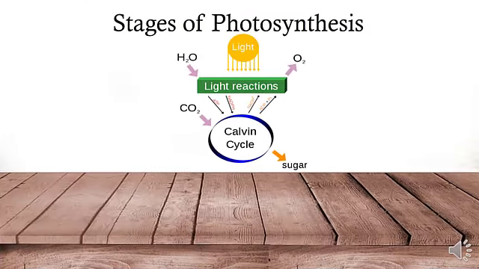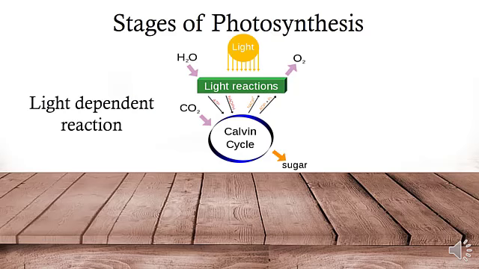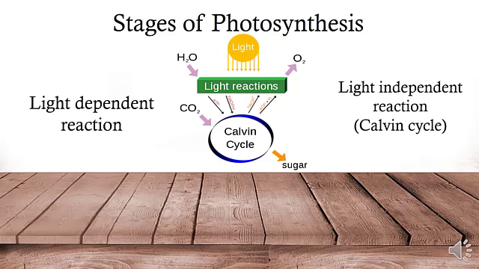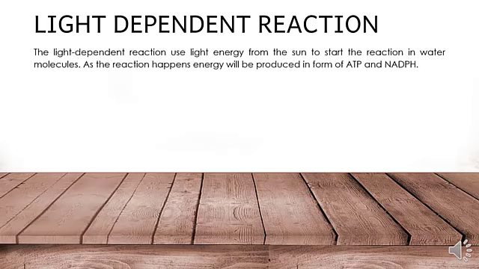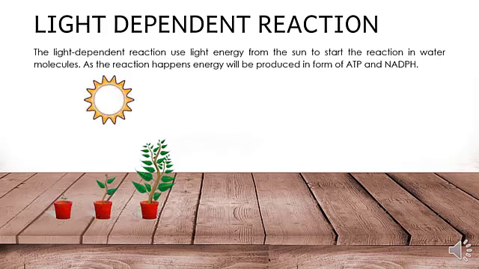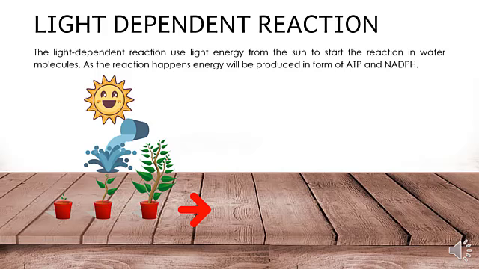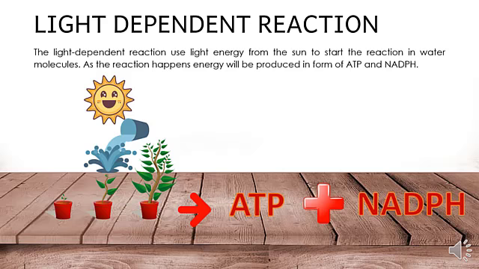Now let us proceed to stages of photosynthesis. In photosynthesis, we have the so-called light-dependent reaction and light-independent reaction, also known as Calvin's cycle. Light-dependent reaction uses the light energy coming from the sun to start the reaction in water molecule. As the reaction happens, energy will be produced in the form of ATP and NADPH.